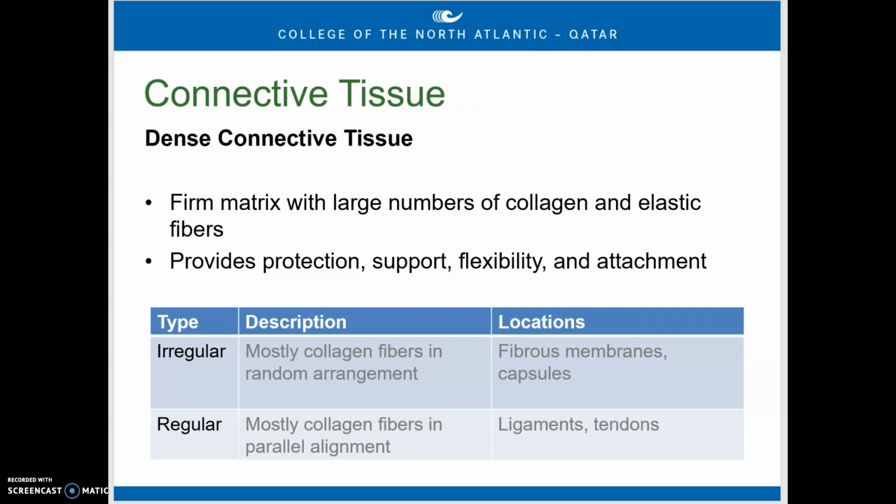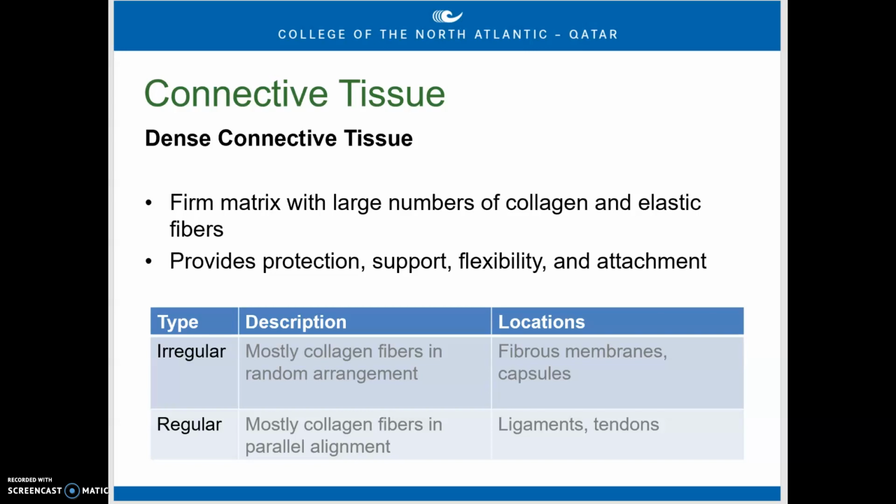And then we're going to move into the more dense connective tissue. So this matrix is going to be filled up with large numbers of collagen and elastic fibers. Now, collagen's a really tough protein, so the more collagen we have in there, the more dense, the more rigid that tissue is going to be. Elastic fibers are not as dense as collagen fibers. They're quite flexible, so they're going to give that tissue a little bit of flexibility, and the collagen is going to give it a lot of rigidity.